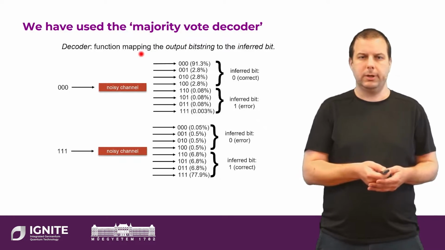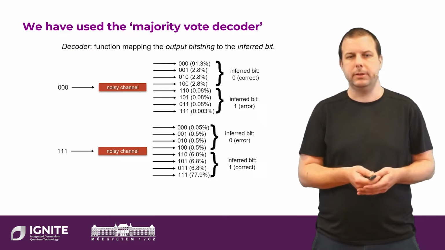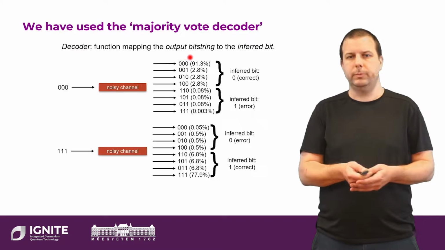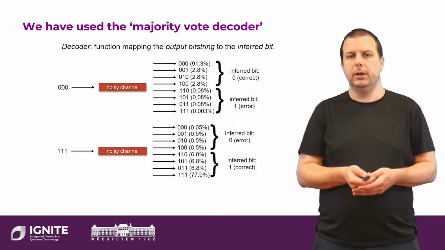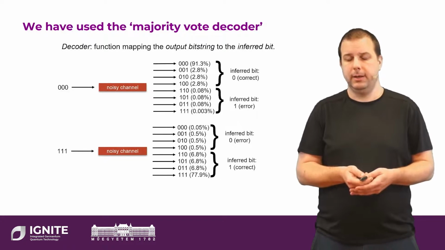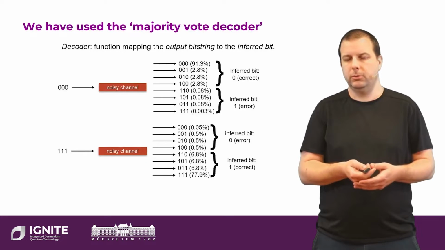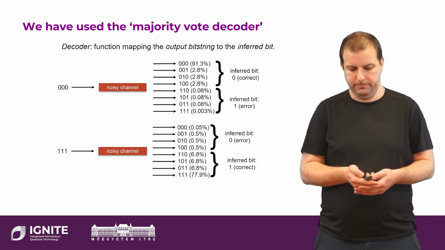So in error correction, classical or quantum error correction, the concept of decoder is quite important and appears often. The decoder in general is the function mapping the output bit string to the inferred bit. So in this case, this particular function was the majority vote, but one can envision other functions as well. And actually, there are certain physical situations when the majority vote decoder is not optimal, it's not the best choice, but some other decoder is performing better.